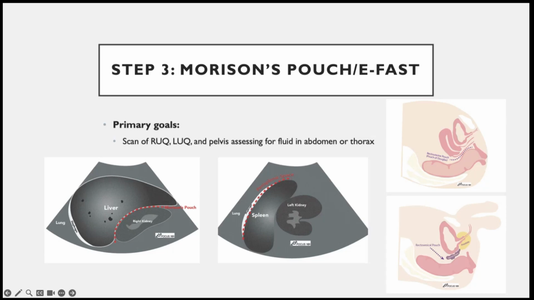When performing this exam, especially in the upper quadrant views, you can tilt the probe towards the patient's chest to get an image of the diaphragm and the lung interface to assess whether or not there's evidence of fluid or blood in the hemithorax. Again, you'll probably see something called the spine sign if there's evidence of fluid in the lungs.